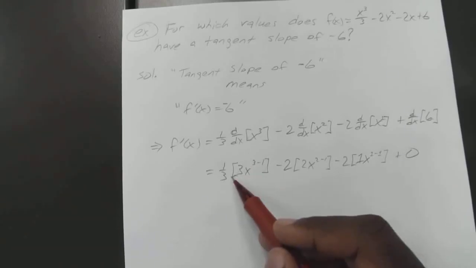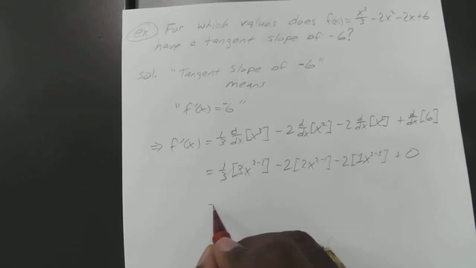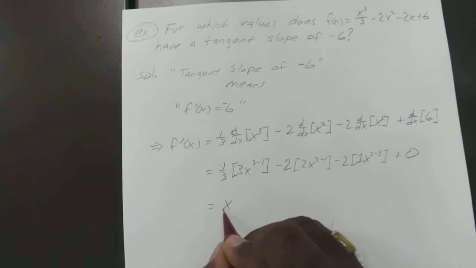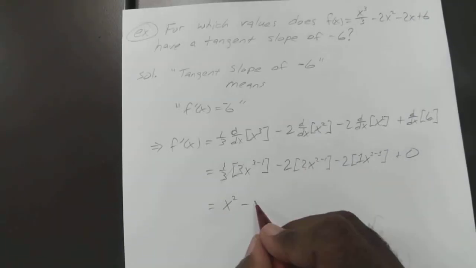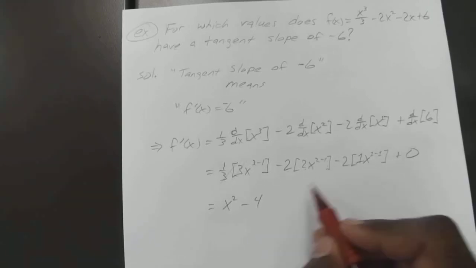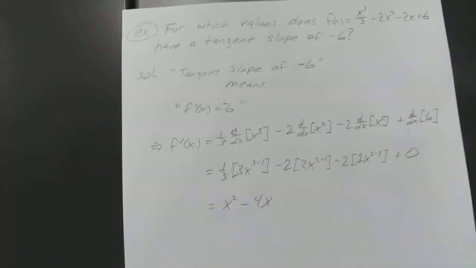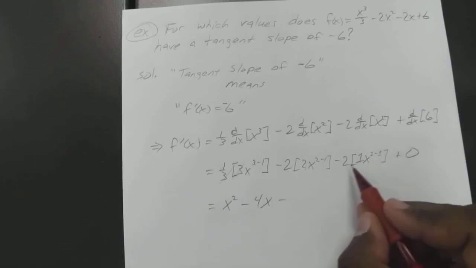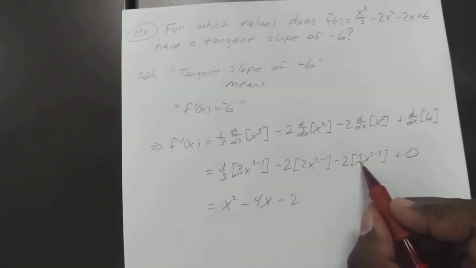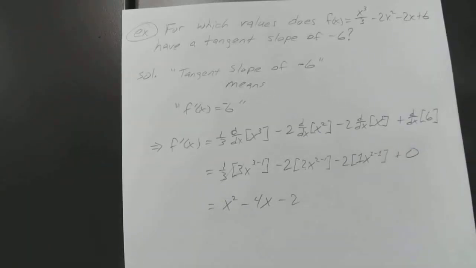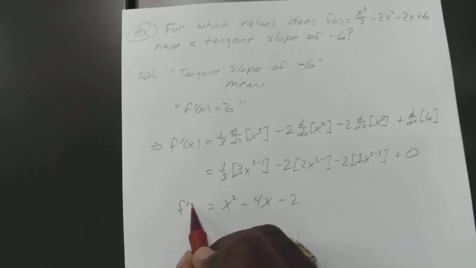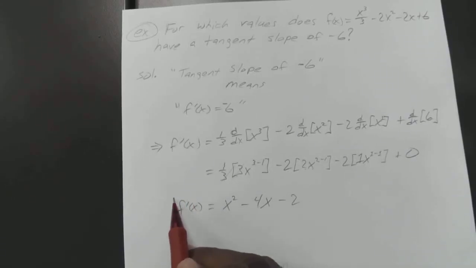Okay, so these two 3's cancel each other out. So you have x to the second power minus 2 times 2 is 4. X to the 2 minus 1 is just x to the first power minus 2 times 1 is just 2. X to the 1 minus 1, x to the 0 is just 1, so you can leave that there. And that's 0, so we know our f prime of x is equal to that. Okay.